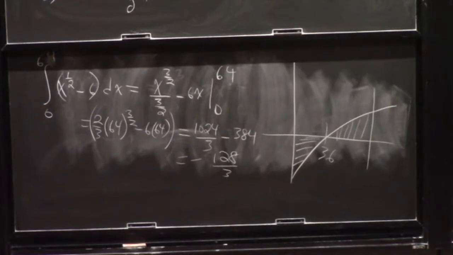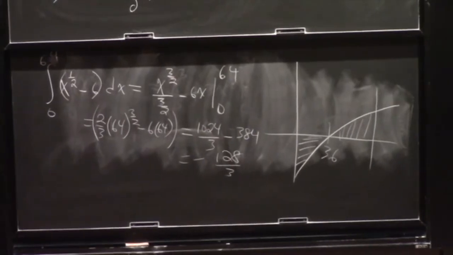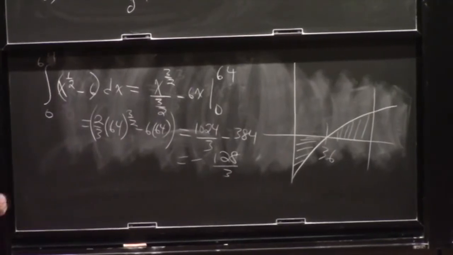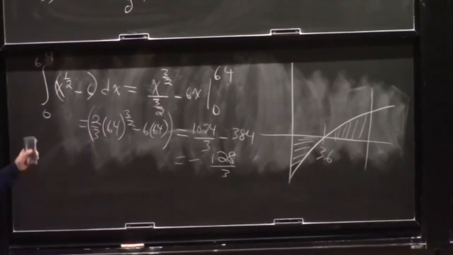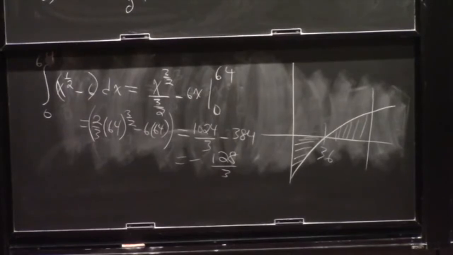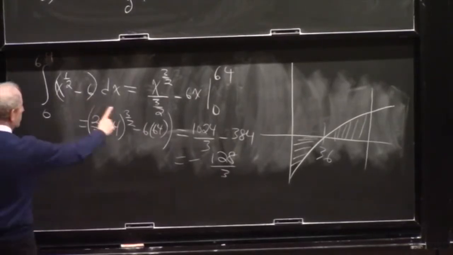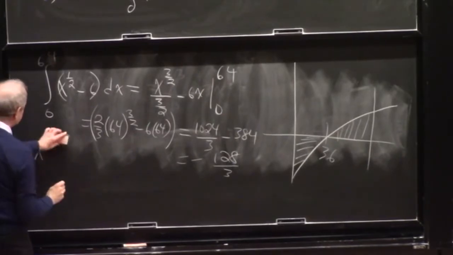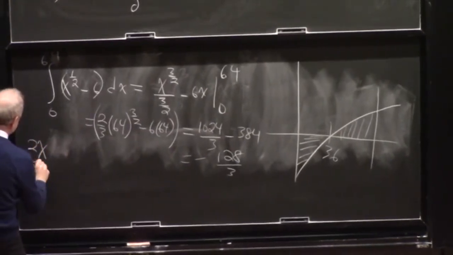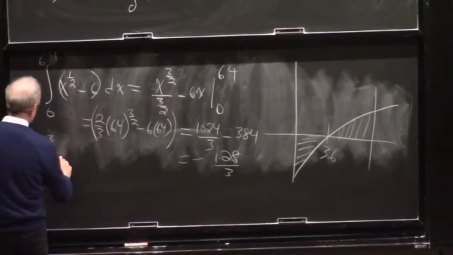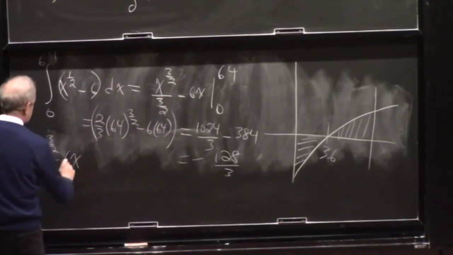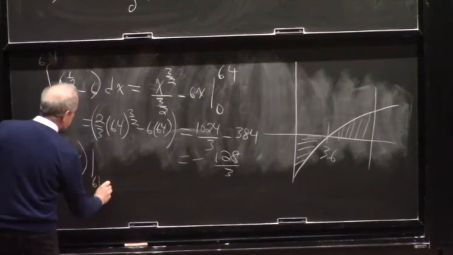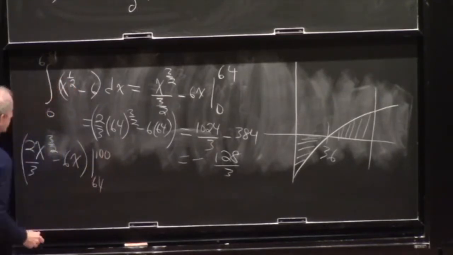Okay. What if I increase from 64 to 100 seats? Well, you could do two ways. You could go from 0 to 100, and then subtract the 0 to 64, or you could just do from 64 to 100. So we have 2/3 x^(3/2) minus 6x from 64 to 100. And then are we making money at 100?